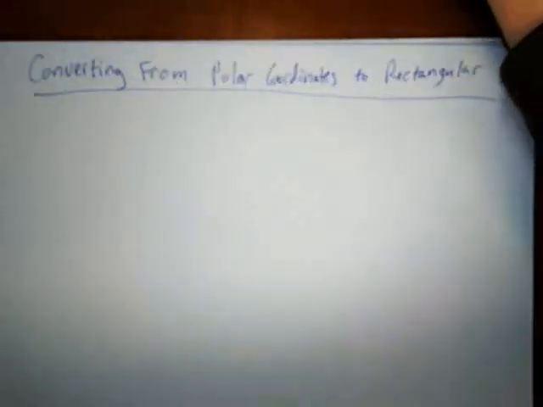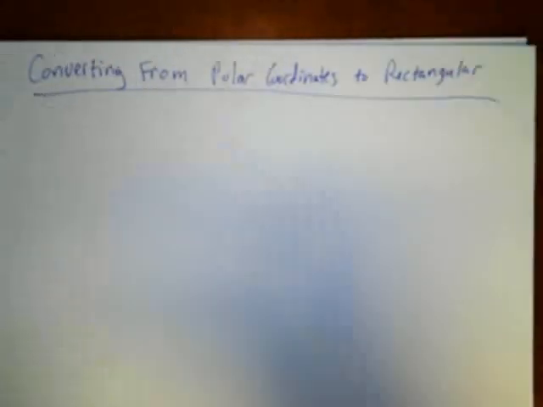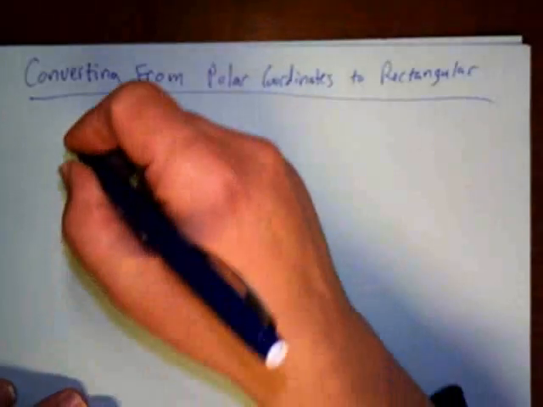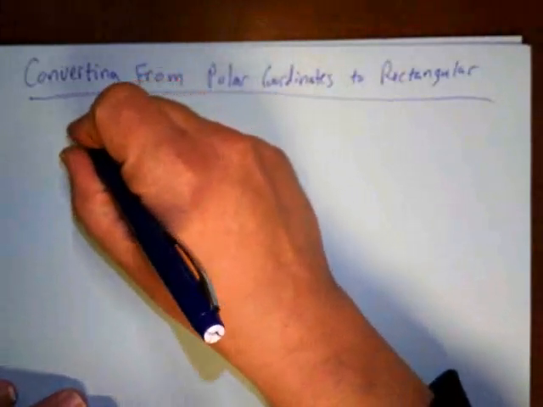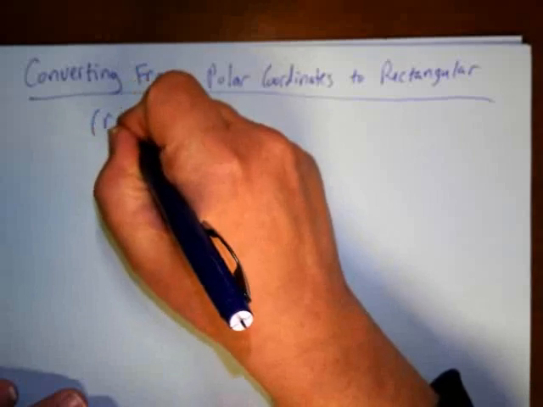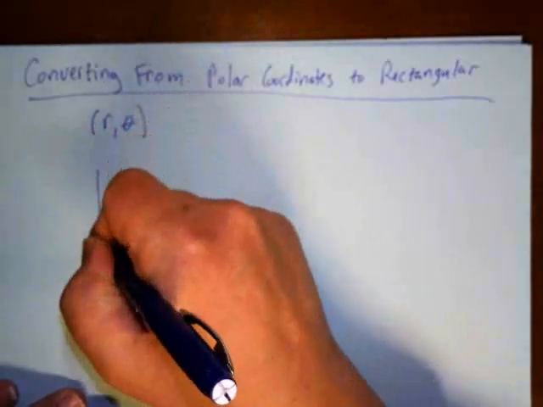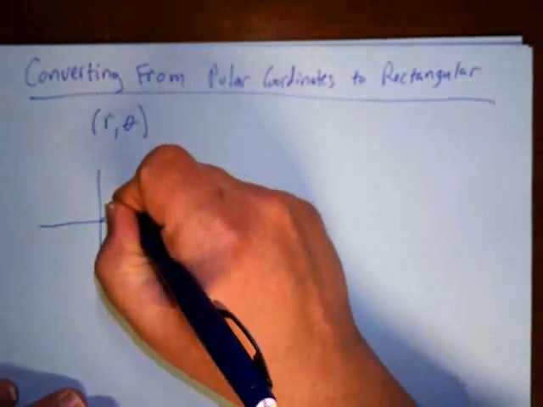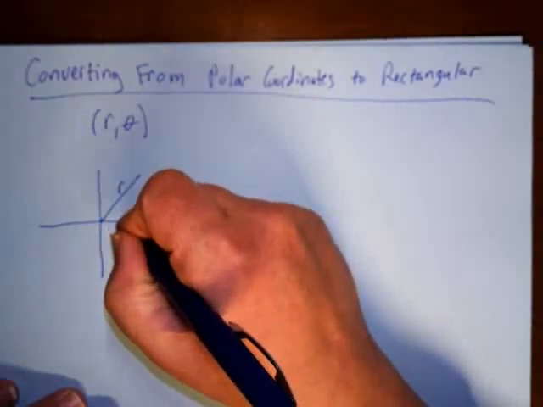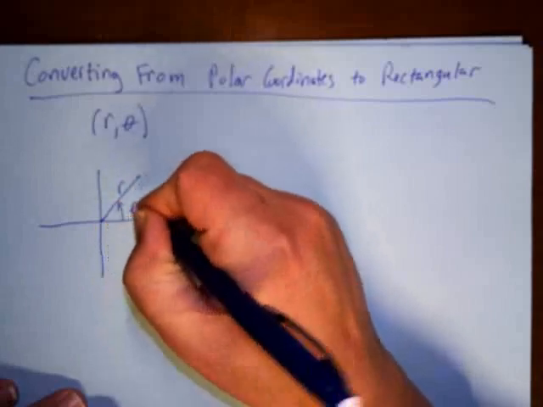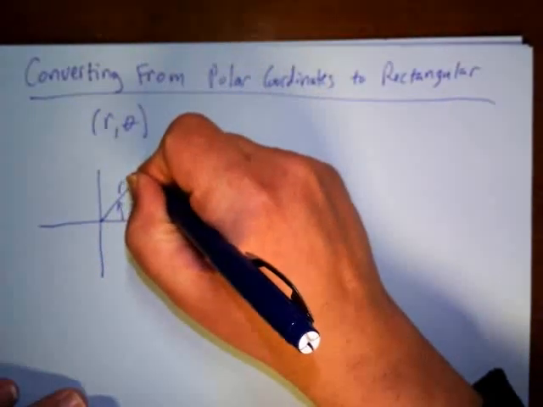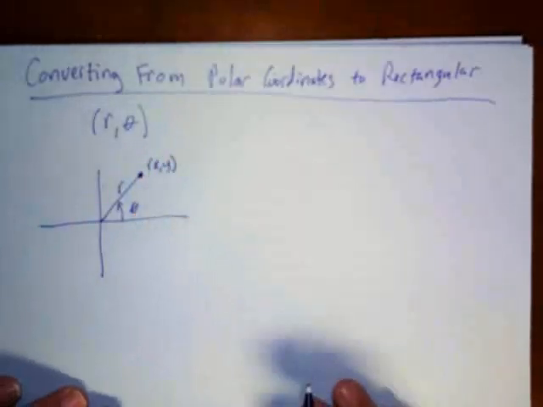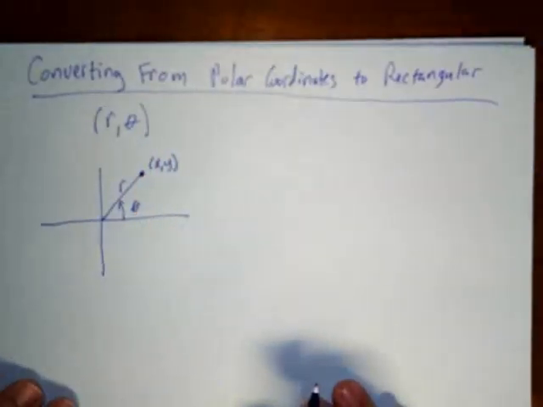Okay, we are going to talk about converting from polar coordinates into rectangular coordinates. So it's like we're given an r and a theta. Let's say I'm given this r and theta, and I'll say this is my r here, and this is my theta. What I actually want is this ordered pair in terms of x and y. I want the rectangular coordinate for that ordered pair.